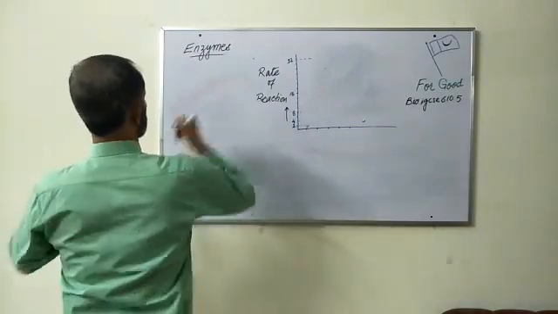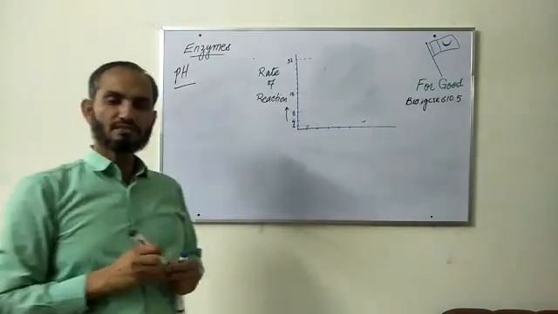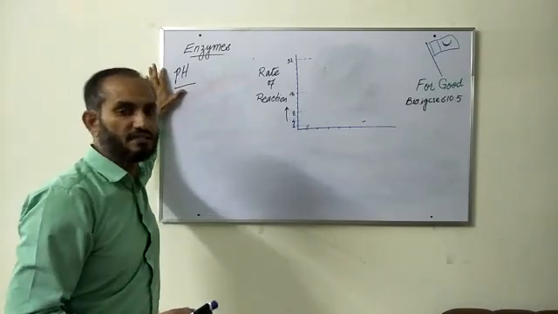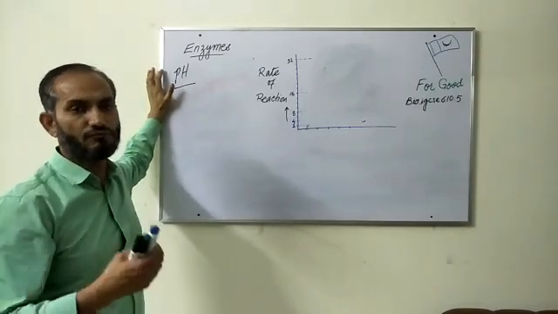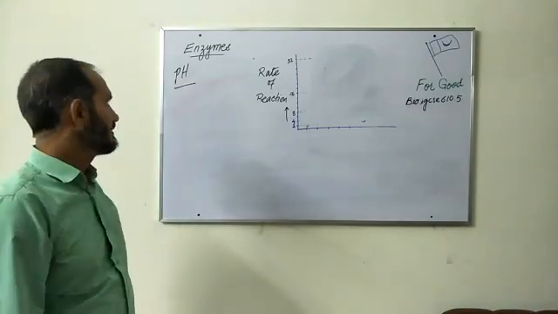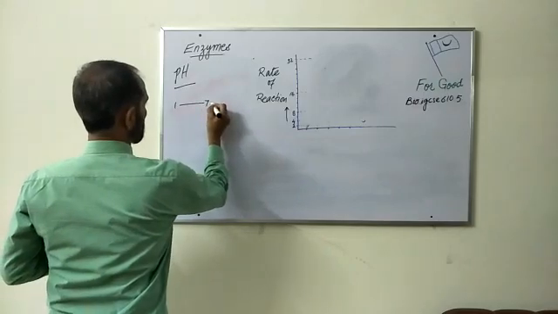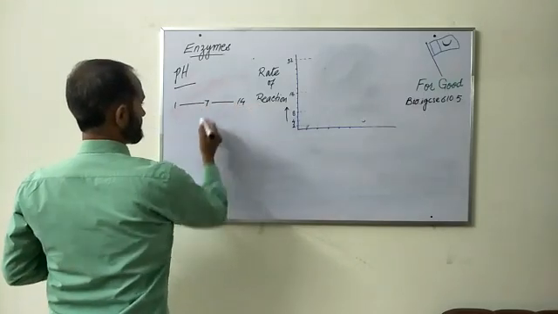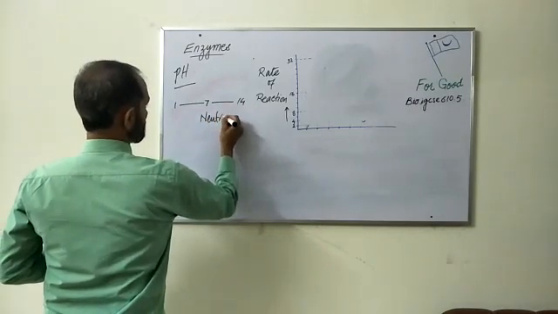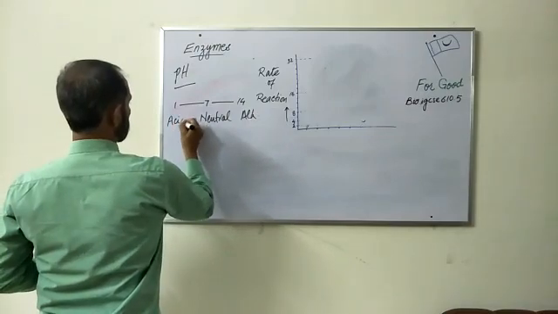There is another factor called pH. What is pH? pH is basically the measure of acidity or alkalinity of a reaction, of a mixture, of a solution, of any medium. It ranges from 1 to 7 to 14. This pH is considered as neutral, this is alkaline, and this is acidic.